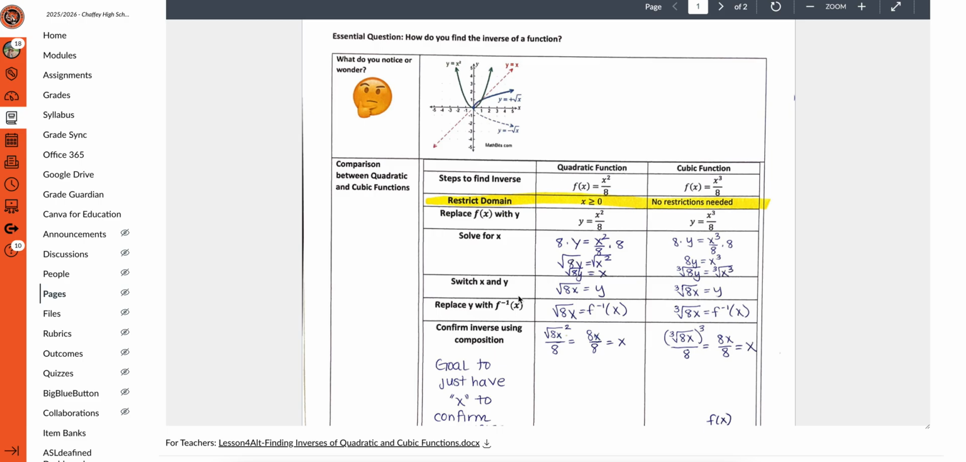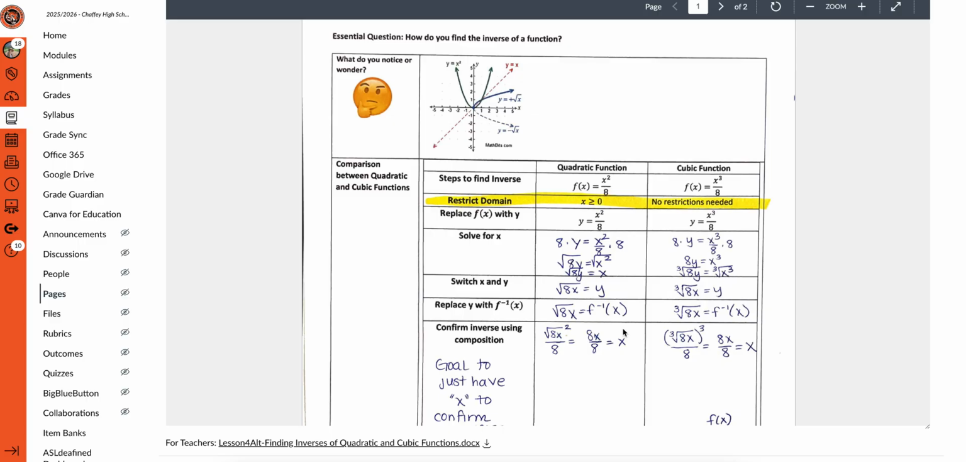Hey guys, so this is video 2. This is a follow-up to your lesson 4 notes on finding an inverse. So this is an alternative note page that I'm going to have the sub give you. My recommendation would be for you to write all this stuff down first and then come back to this video so that you can follow along with me.